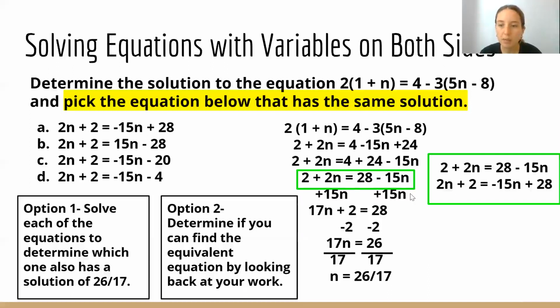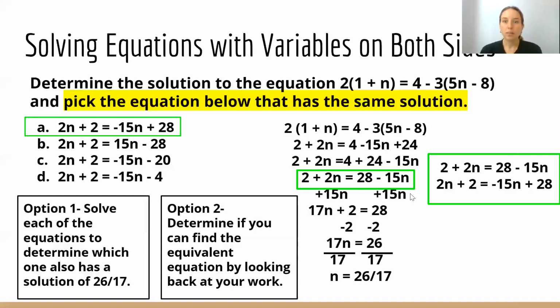Now let me take that and let me rearrange it a little so that I have the variable now coming first. So I have 2n plus 2 equals negative 15n plus 28. And now if I look at my answer choices, I can actually see that A has got to be the correct answer, right? And I was able to find that without solving every single one of these answer choices.